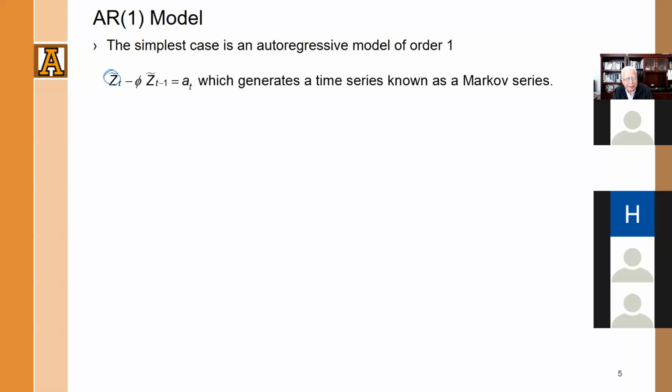So what that model is, the AR1 model, is very simple. It says that the observation at time t, this is the centered Z t, can be expressed as phi times the observation at time t minus 1 plus a random component, plus white noise. Okay. This process in particular generates a time series known as a Markov series. Okay, the series that's generated by this model is a Markov series.